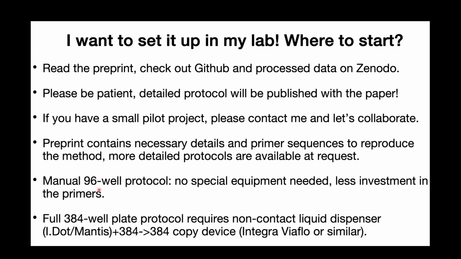A good place to start is actually with the manual 96-well protocol, because there is no special equipment needed and no investment in equipment. You just need a multi-channel pipette and the ability to run PCR in plates. There is also less investment in primers, because you just need to barcode 96 wells. And finally, the full protocol requires non-contact liquid dispensers to make it economically feasible. There is something called Mantis, something called I-DOT, Dragonfly. There are a bunch of devices out there, and you need something to do 384 to 384 plate copy to transfer from PCR1 to PCR2. But this equipment is present in many labs.